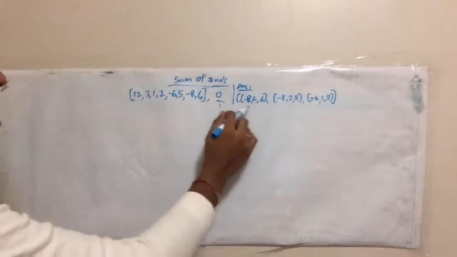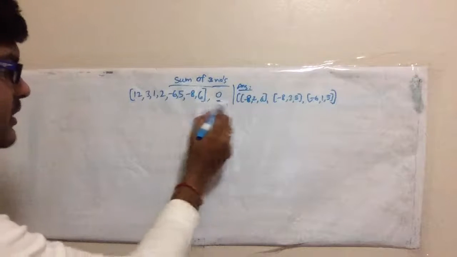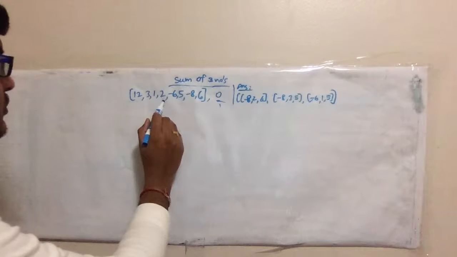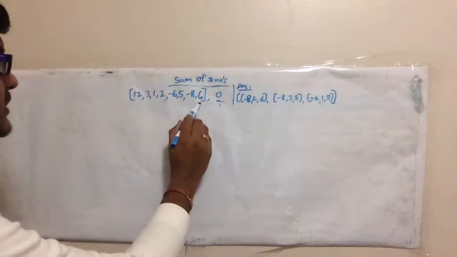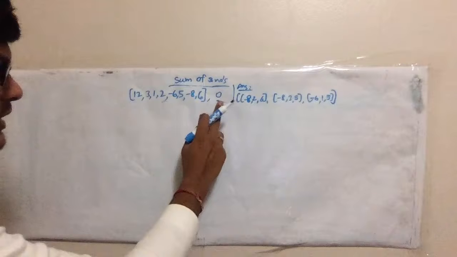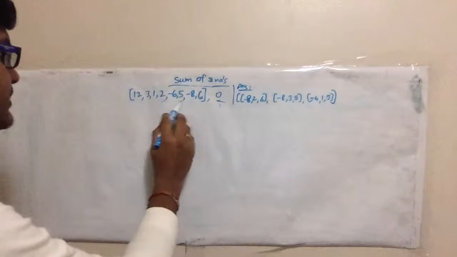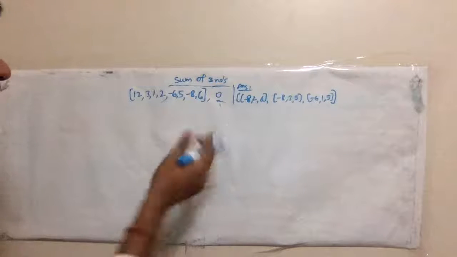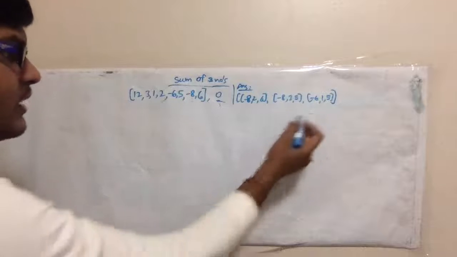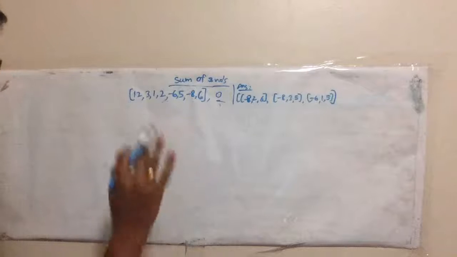So for this, the answer is this. The given list is this, and so -8, 2, 6 will make -8 plus 8, which gives 0 as the target number. -8, 3, 5: -8 plus 8 is 0, which makes the target sum 0. -6, 1, 5, which also makes the target sum 0.